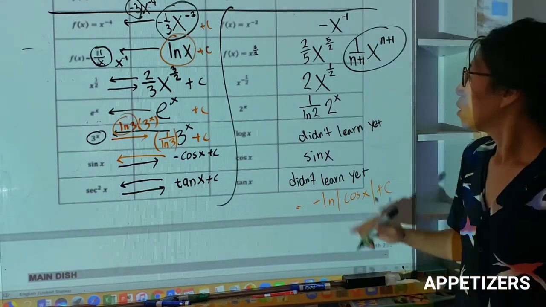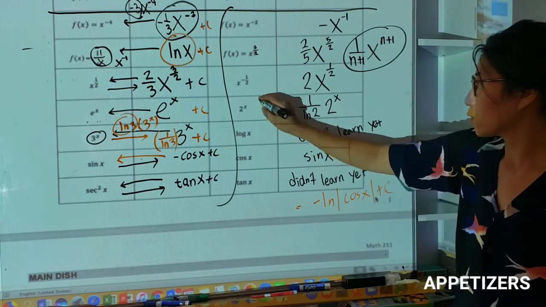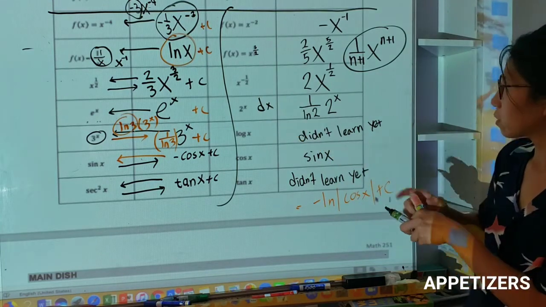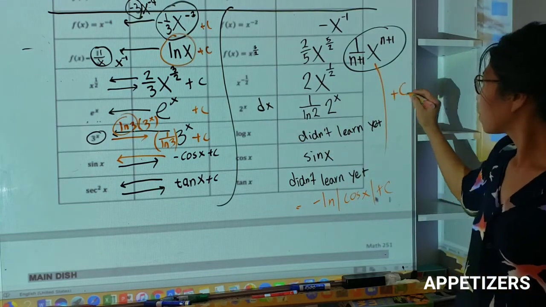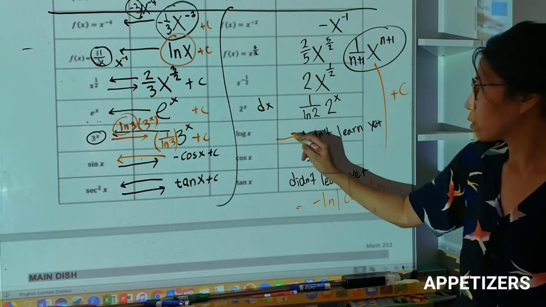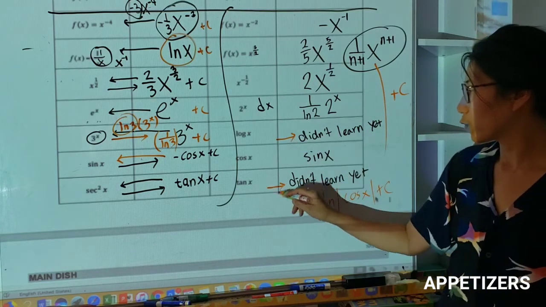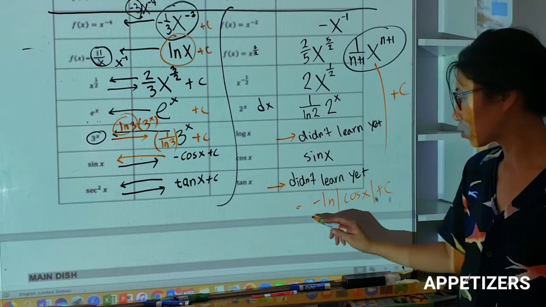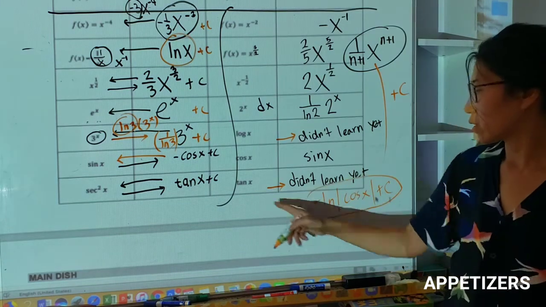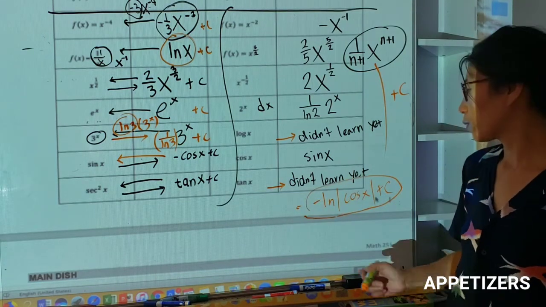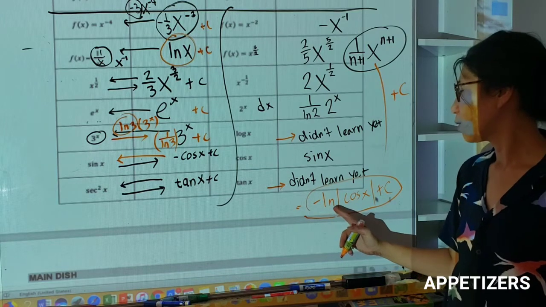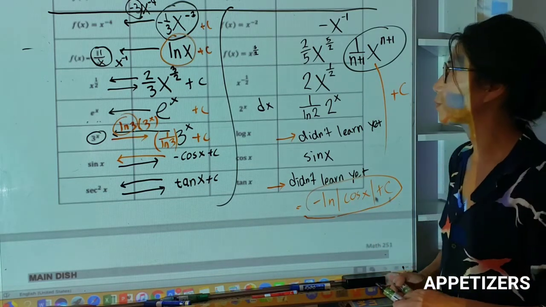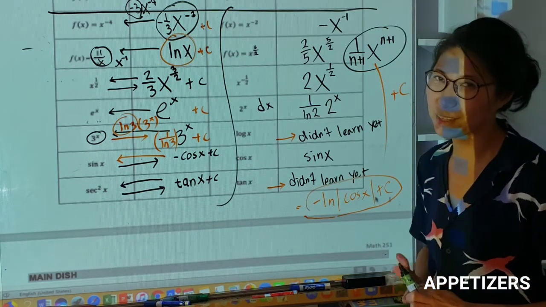So I want you to compare the answer with me, and don't forget, did you plug in? Did you put plus c? And then we didn't learn this one yet, and this one we're going to learn next semester in Cal 2. This is the tangent integral. It doesn't look pretty, right? But pretty cool that you can combine a natural log and cosine. That's a pretty cool function. So that's the answer.